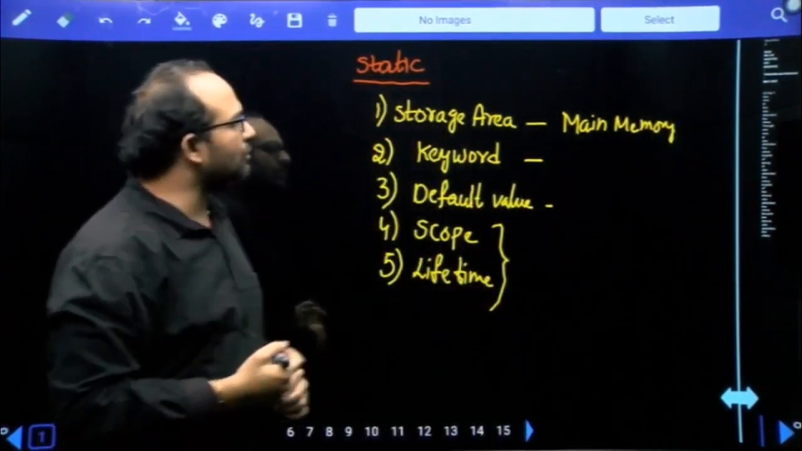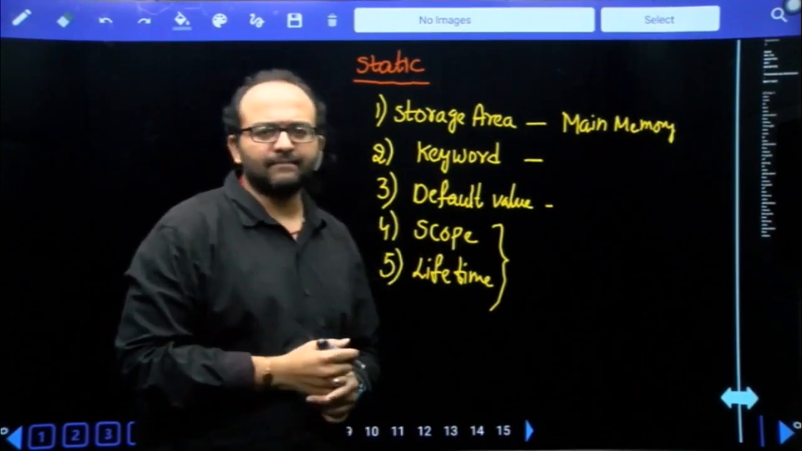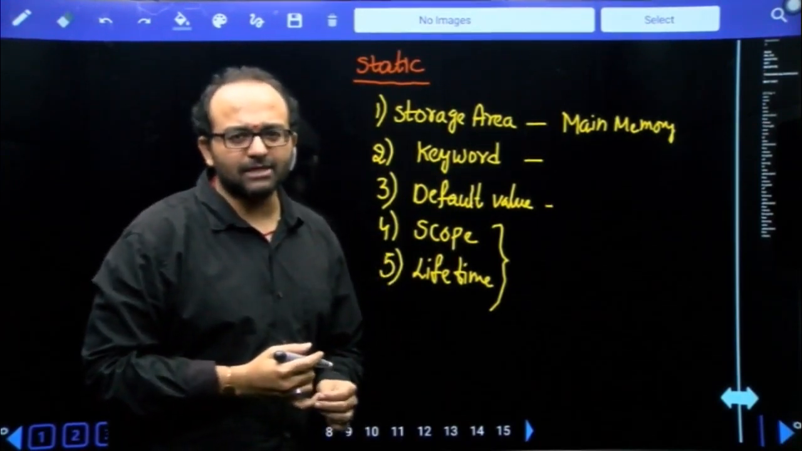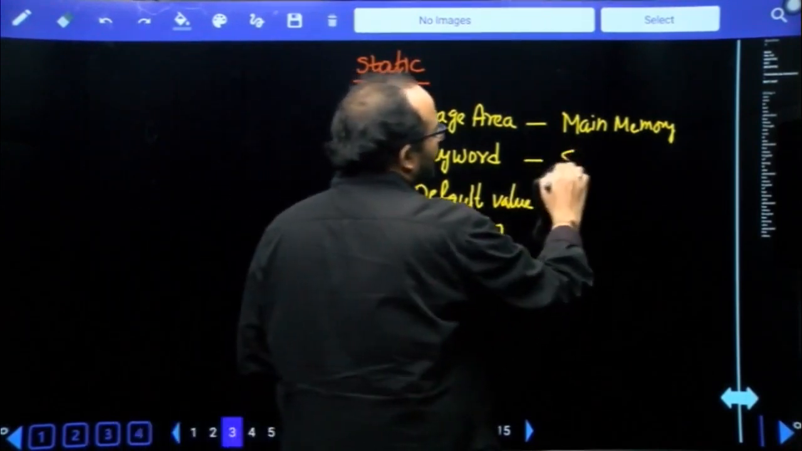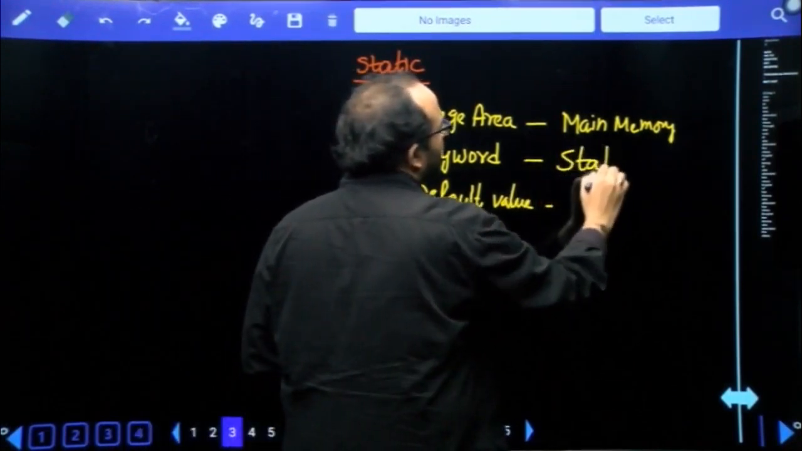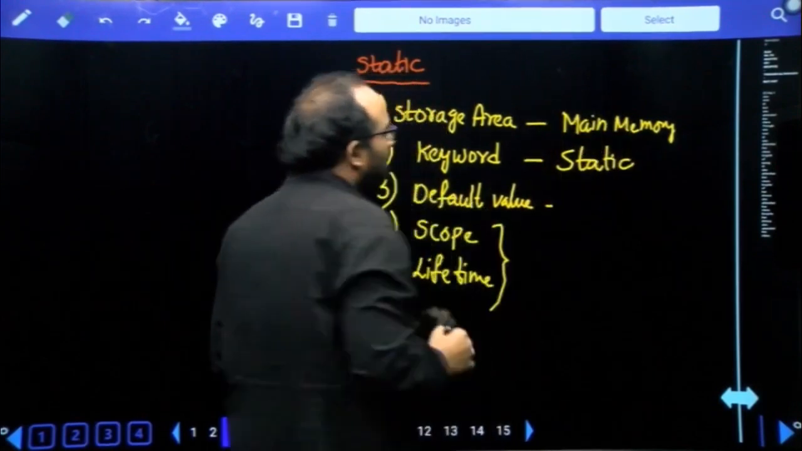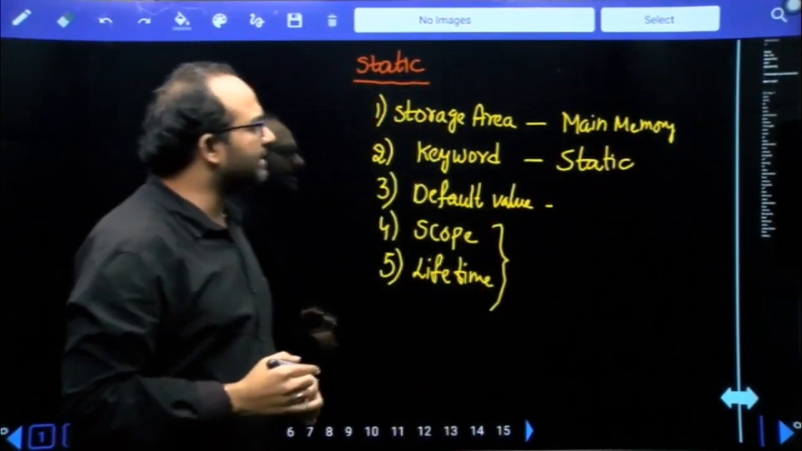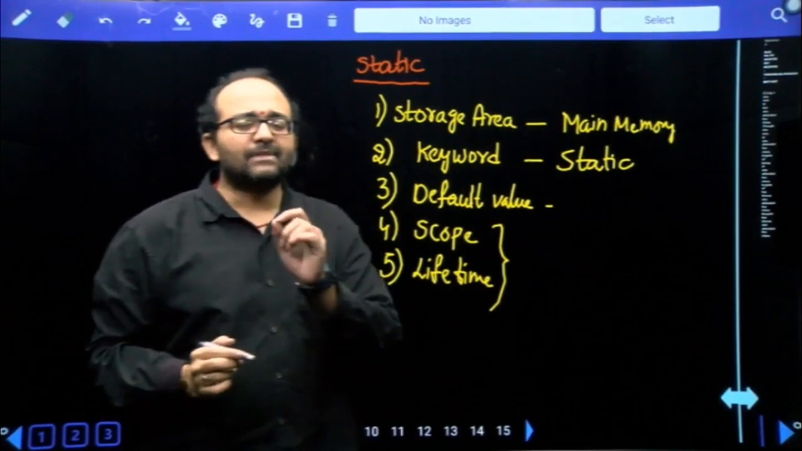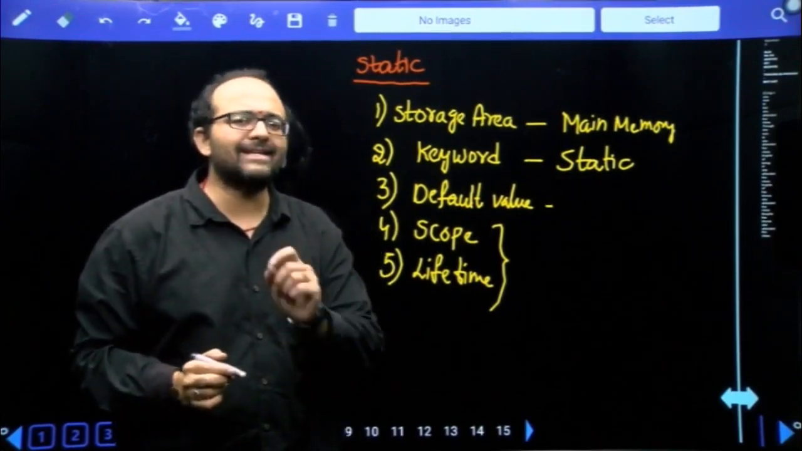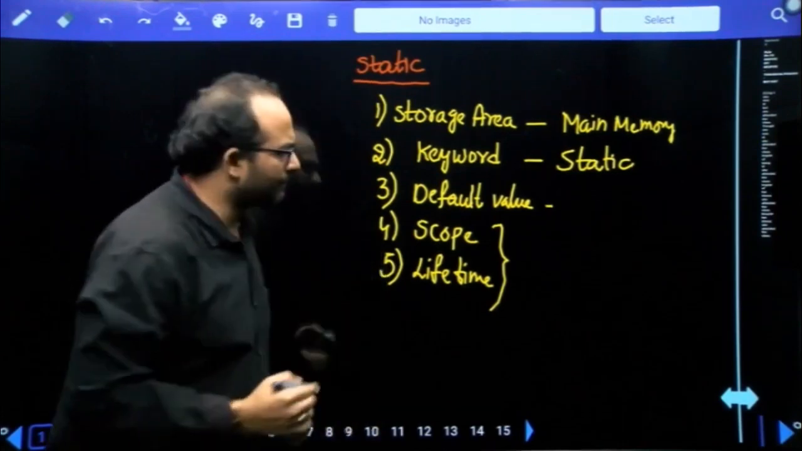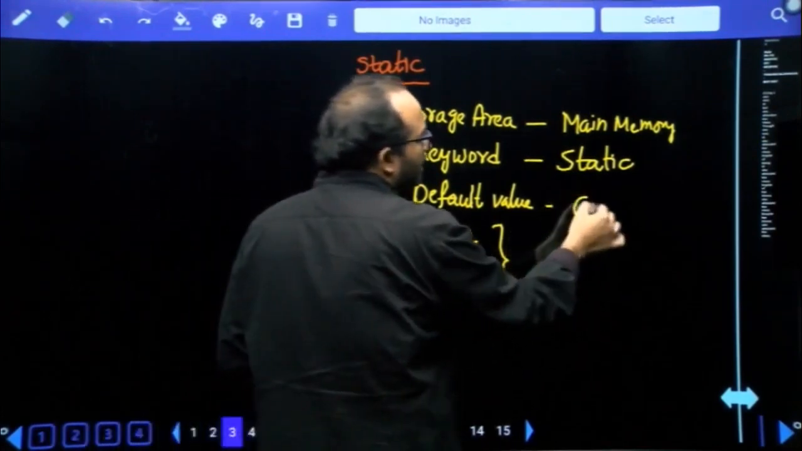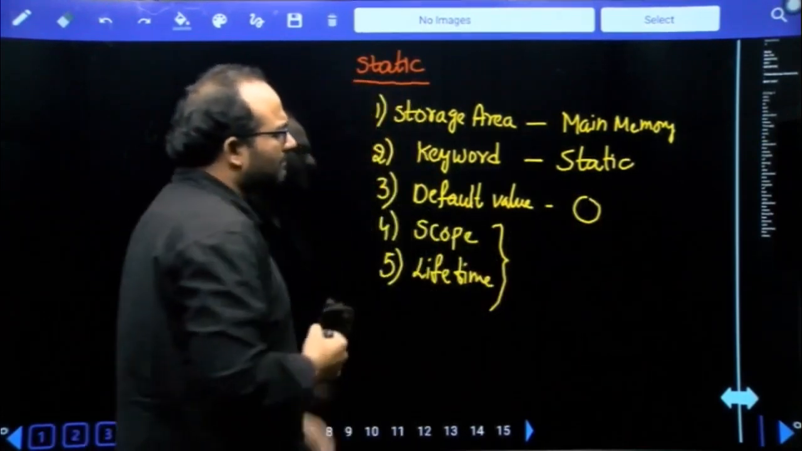And what is the keyword used for static storage class? So the keyword used for static storage class will be static itself. Okay. Static is the corresponding keyword. And what is the default value in this static storage class? The default value, when you do not initialize the variable, its default value will be 0. Okay. 0 is the default value.